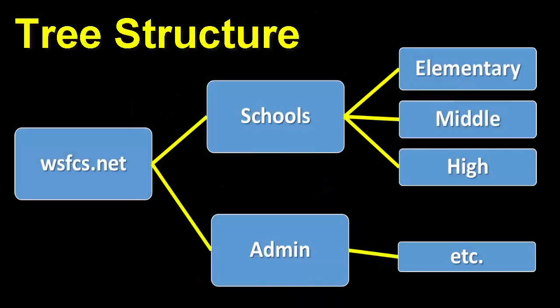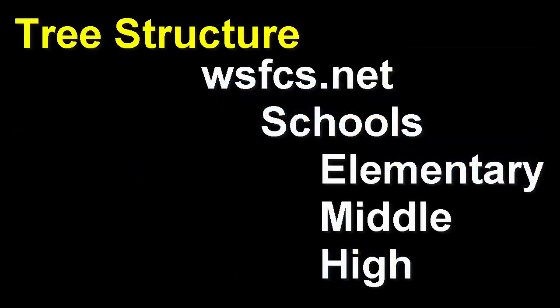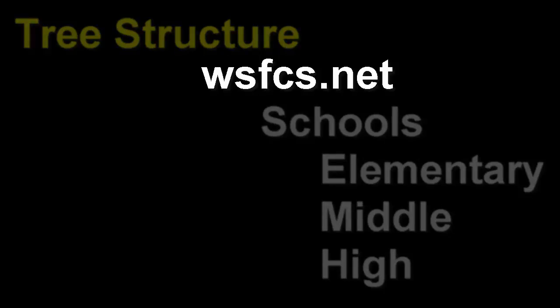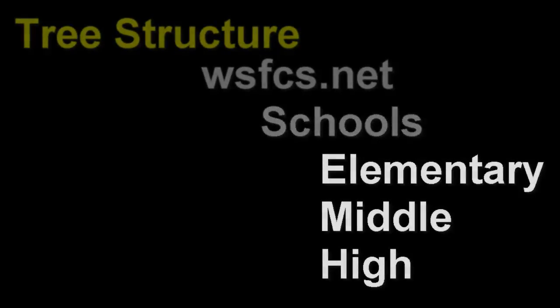If you'll imagine taking our tree structure and flipping it on its side, it looks like this. The tree structure in Active Directory is actually represented by an outline. And as you can see here, listing the domain at the top, first indentation, schools, next indentation, the combination of elementary, middle, high, etc.